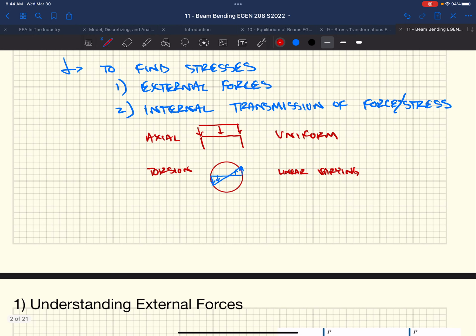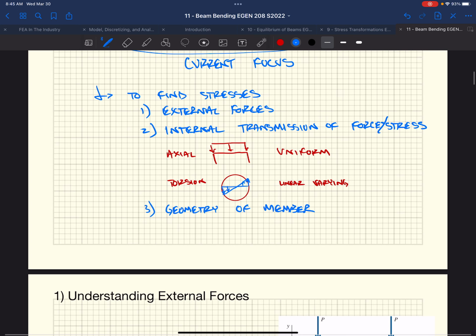So we need to know how that stress transmits across the cross-section with our bending forces. And finally, we need to know the geometry of the member. Right. Geometry of the member is going to allow us to calculate what those force magnitudes are.